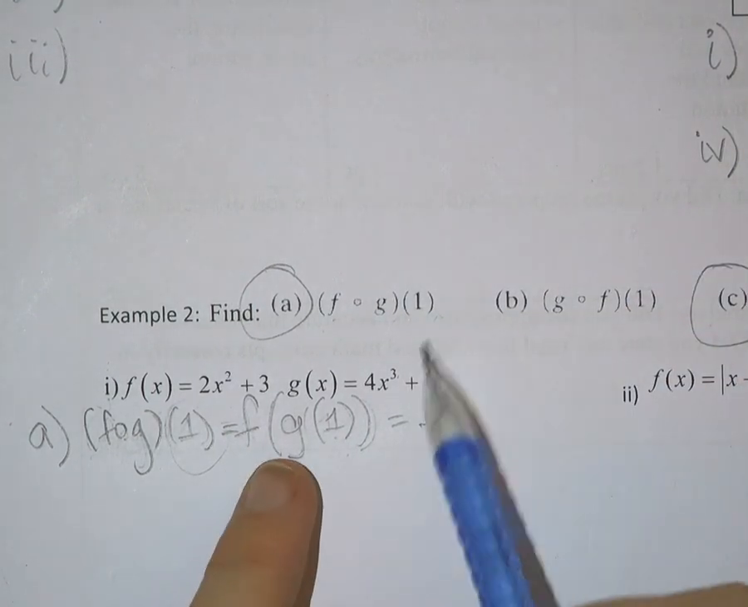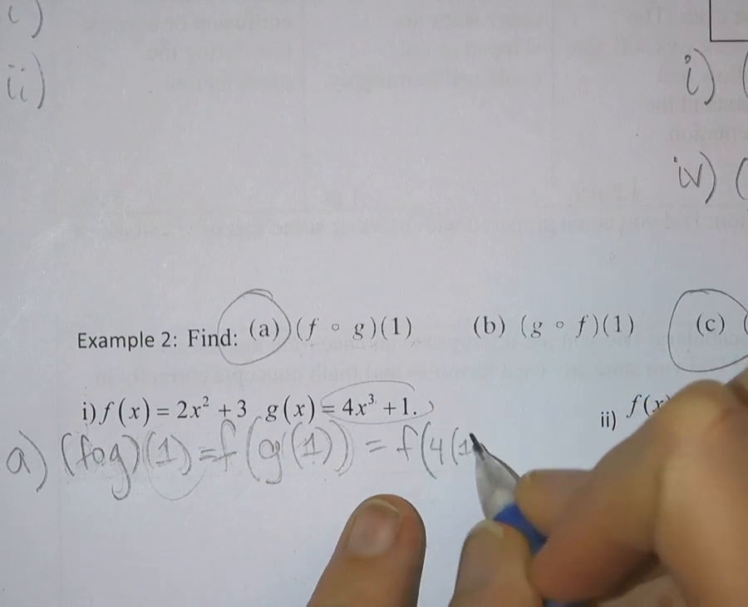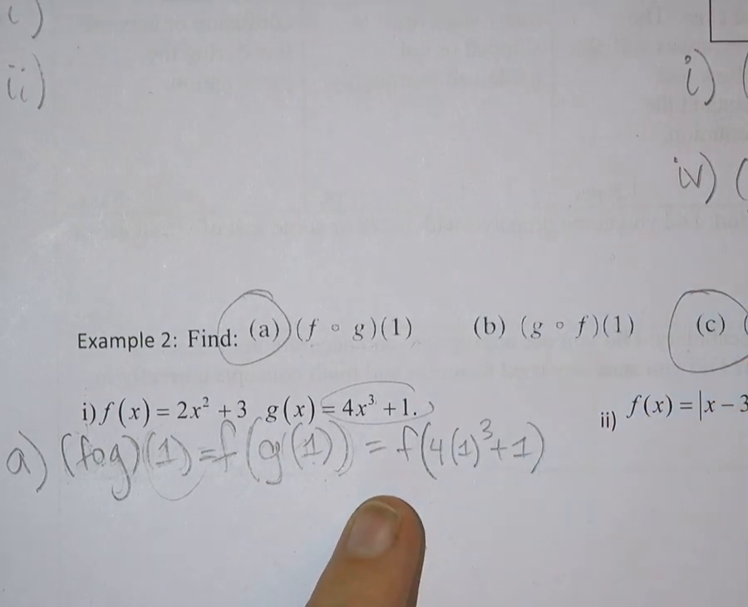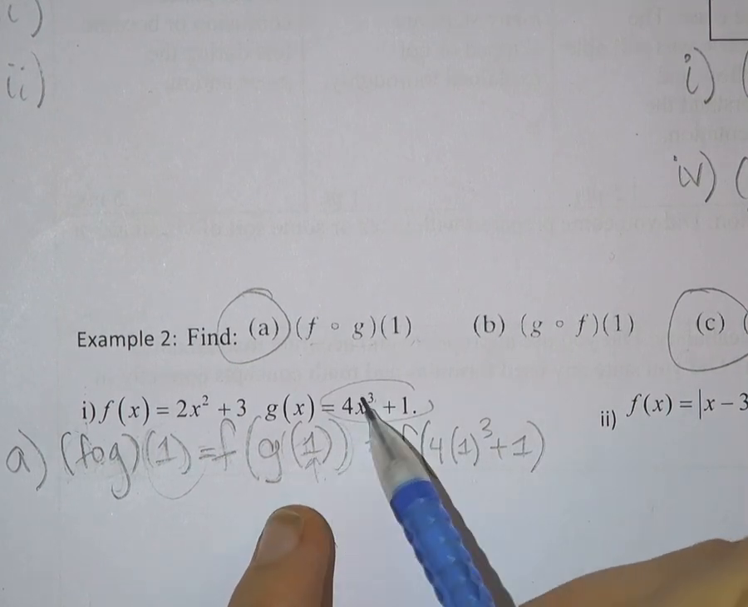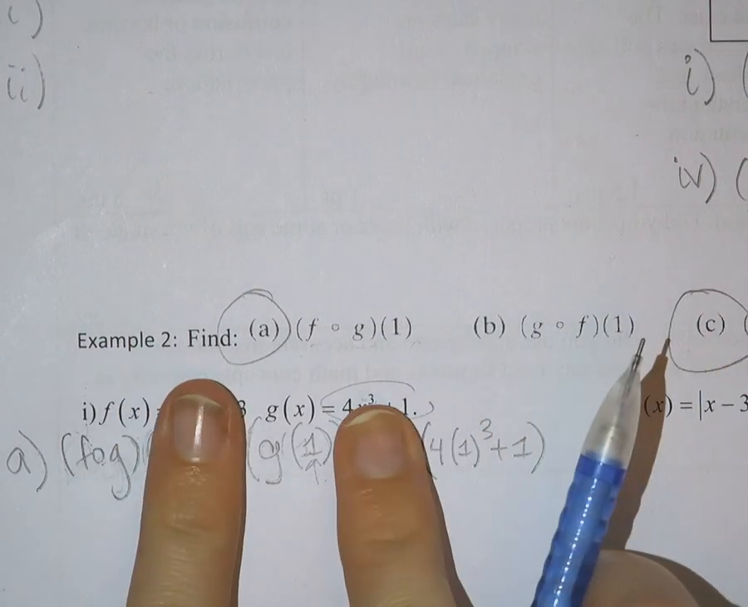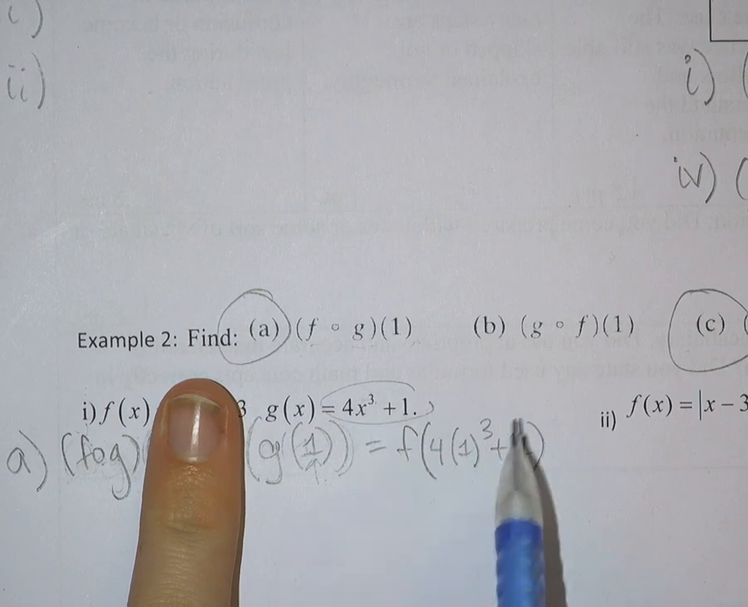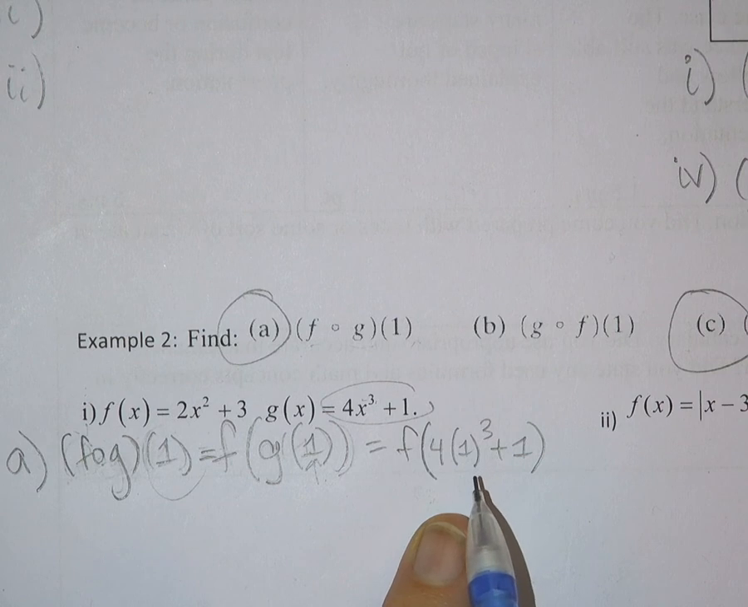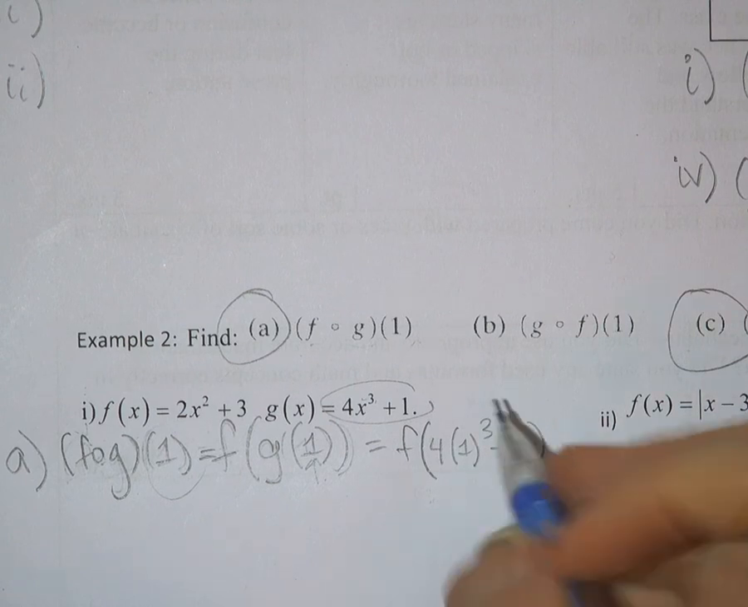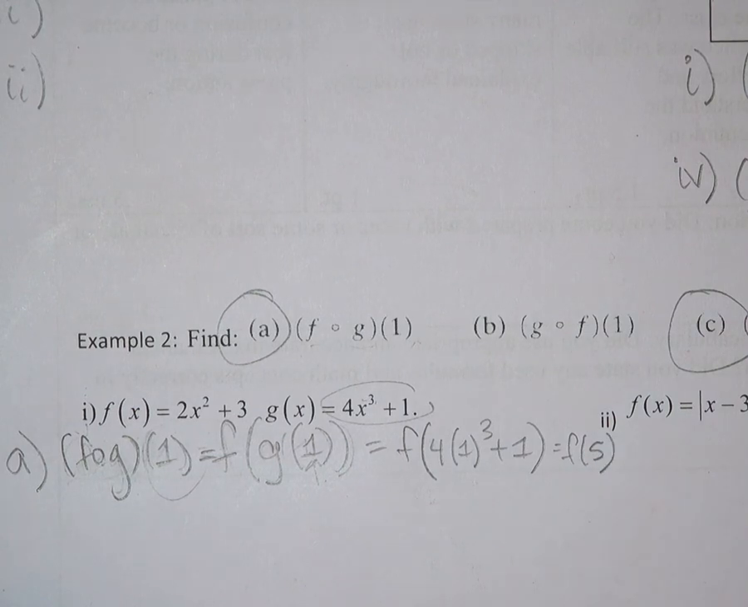So if I take my function g and I plug in 1, I'm going to have 4 times 1 cubed plus 1. All I did was take my variable in g and replace it with 1. So I'm just looking at this part right here, g of 1, which is 4 times 1 cubed plus 1. If I do the calculation, I should have 4 times 1, which is 4, plus 1, which gives me 5. So this becomes f of 5.